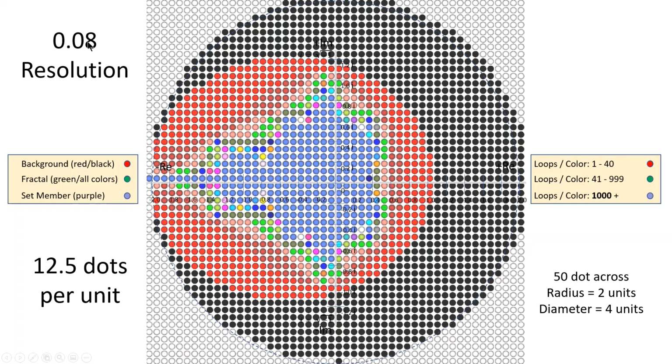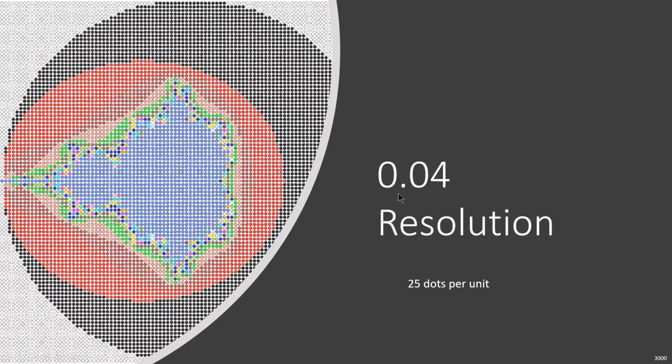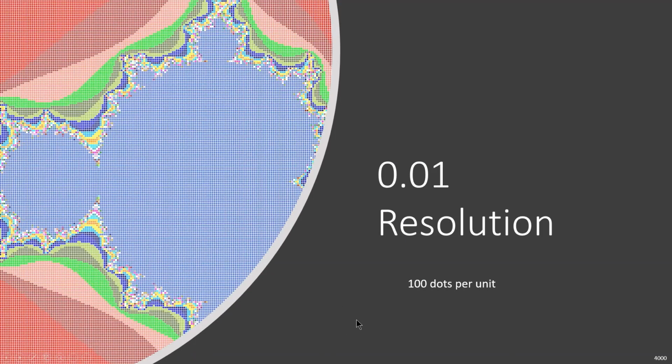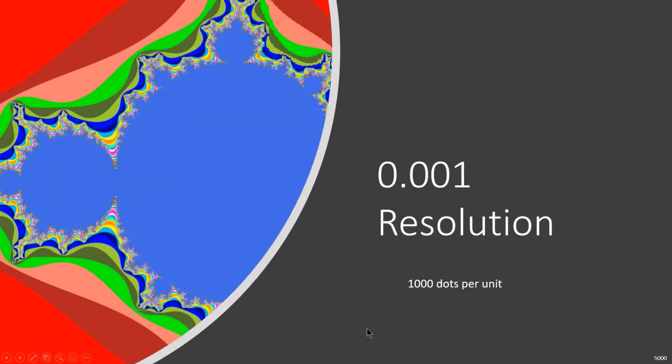But let's not stop here. Let's make those dots smaller. Let's get a higher resolution. How about resolution 0.04? 25 dots per unit. It's starting to become clearer. 100 dots per unit. 1,000 dots per unit. Much clearer.